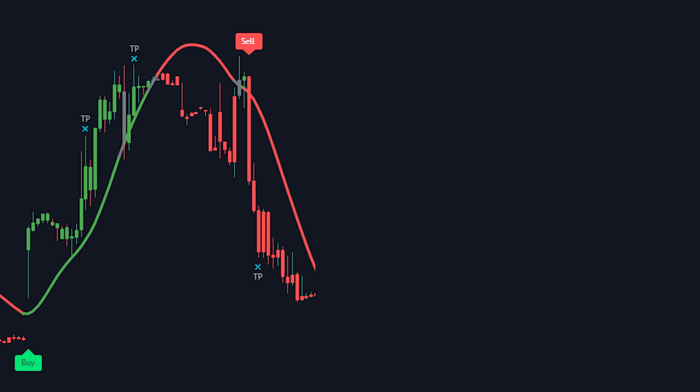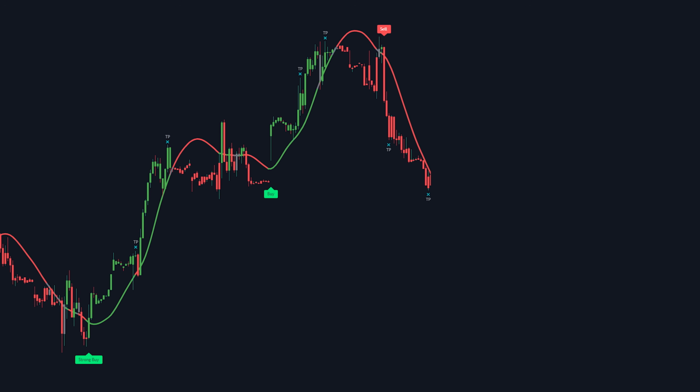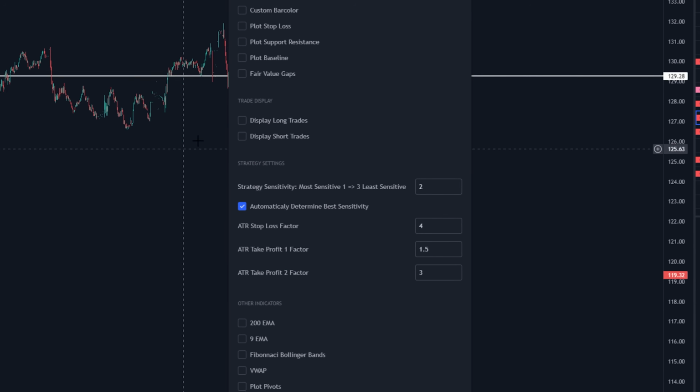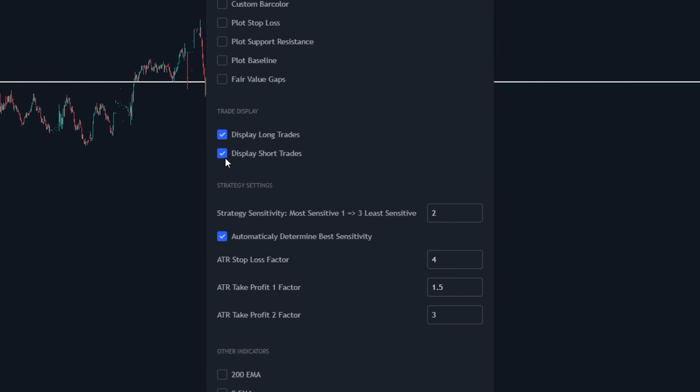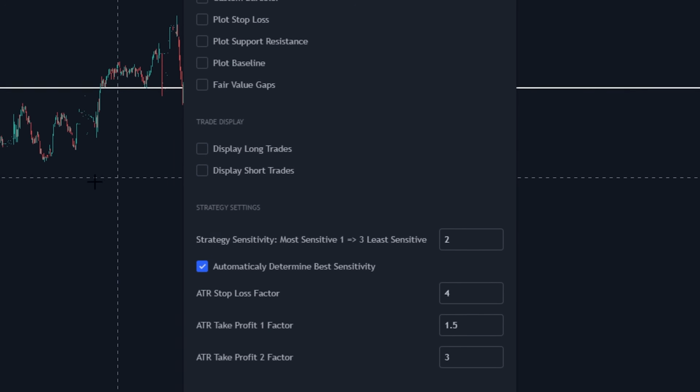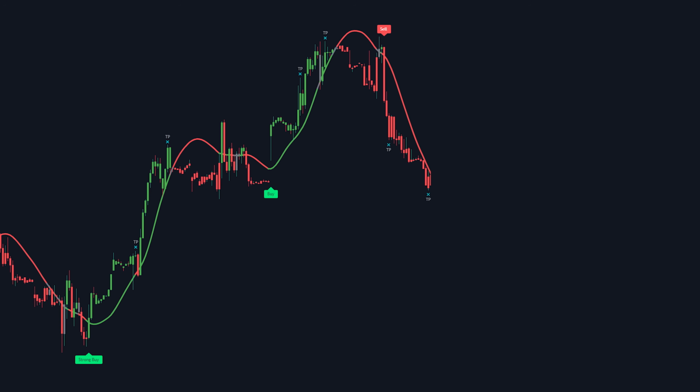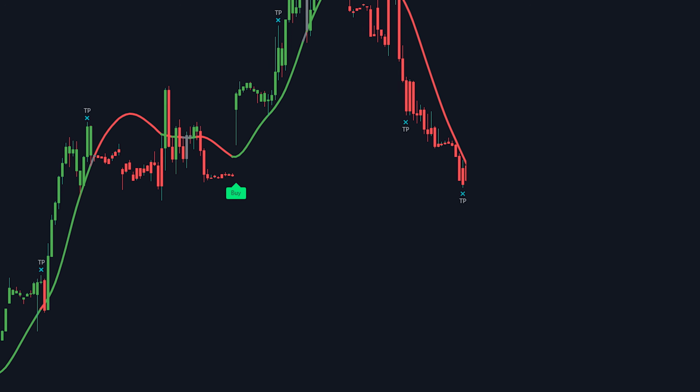The market continues to head downwards and we get our final take profit mark and sell the rest of our position. So this indicator does work with both long and short trades, and you can disable or enable them in the settings in case you prefer one over the other. This is amazing. As you can see, this indicator is working beautifully so far, and we are 3 for 3.